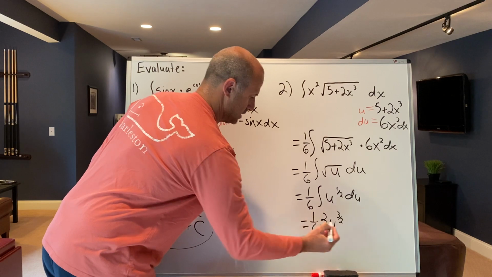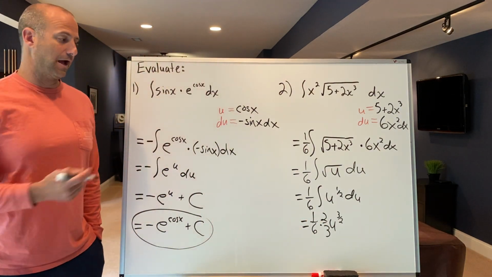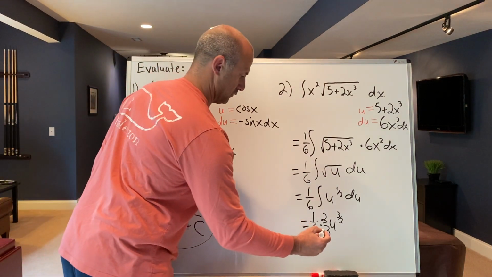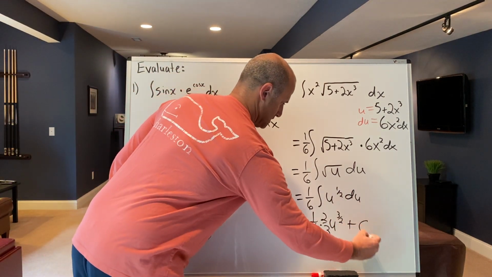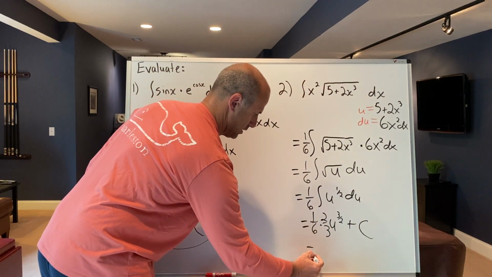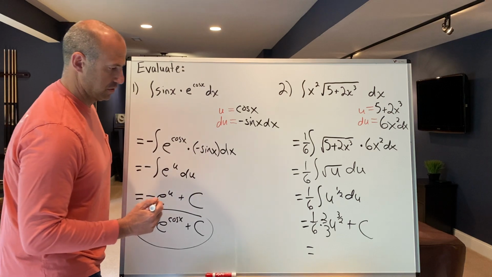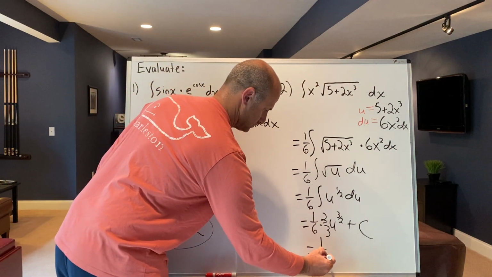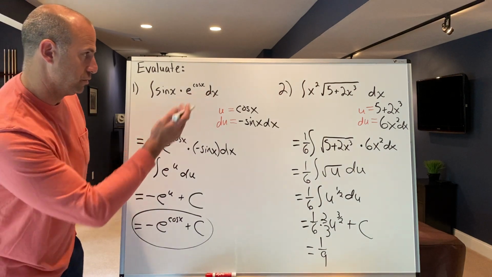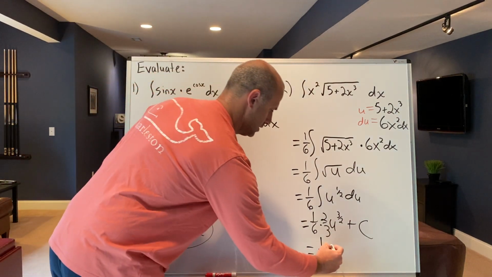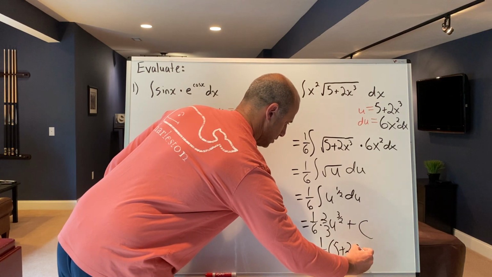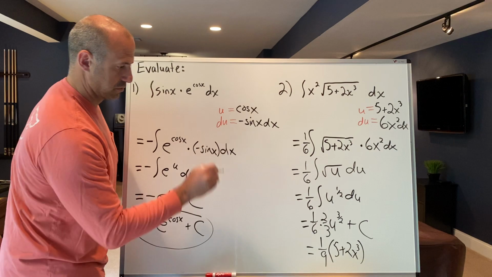And go ahead and try it. If you take the derivative of 2/3 u to the 3/2, yes, you get u to the 1/2. So there's our antiderivative. Of course, don't forget your plus c. Let's simplify that. 1/6 times 2/3 is going to be 1/9. Let's put the u back in. What is u? U is 5 plus 2x cubed. Don't forget it's raised to the 3/2.